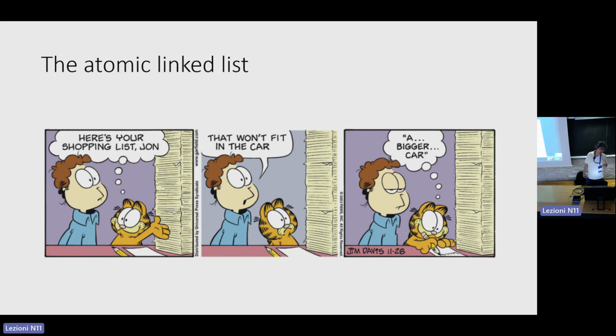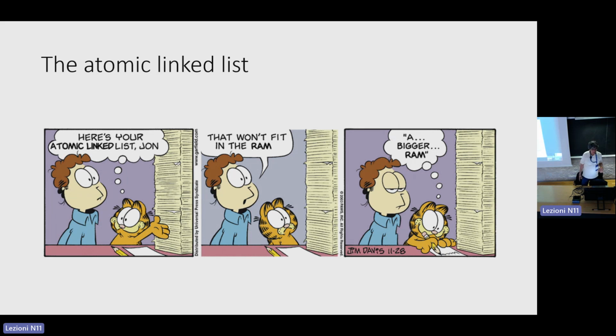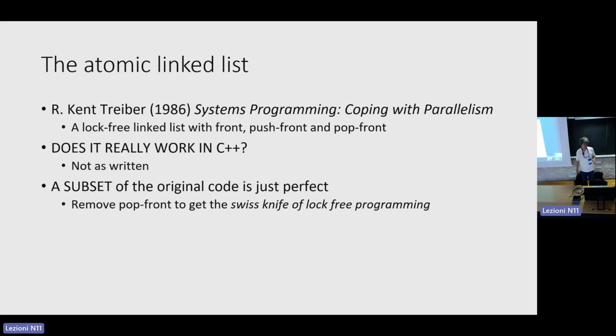In literature, we have some literature about atomic linked lists. So one of the oldest references is Treiber. This is often called the Treiber algorithm. And it dates to 1986. Okay, so there was no C++ at the time.